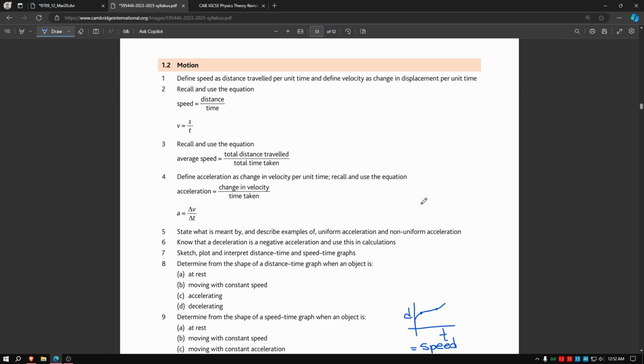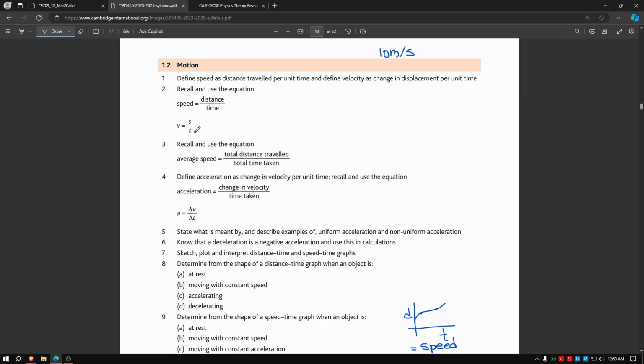Define speed as distance traveled per unit time. The speed will be 10 meters per second. The formula for speed is speed equals distance divided by time. You can use this formula to find things out in a question, right? If, let's say, distance and time are given and speed is not given, find the speed using the formula.